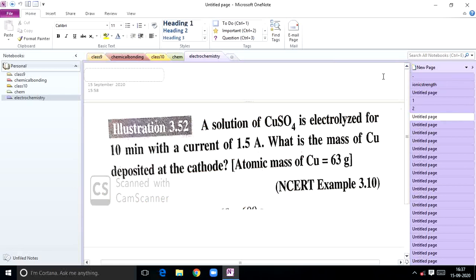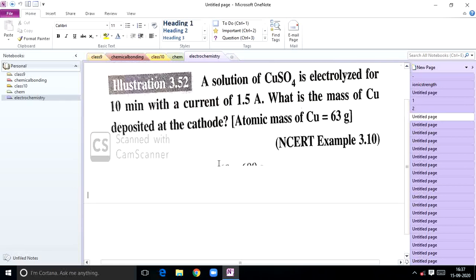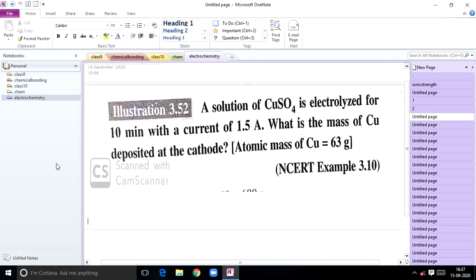Next, a solution of copper sulfate is electrolyzed. A solution of copper sulfate is electrolyzed for 10 minutes with a current of 1.5 ampere. What is the mass of copper deposited at the cathode?